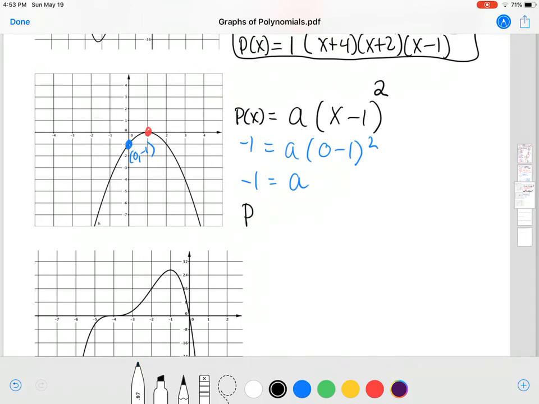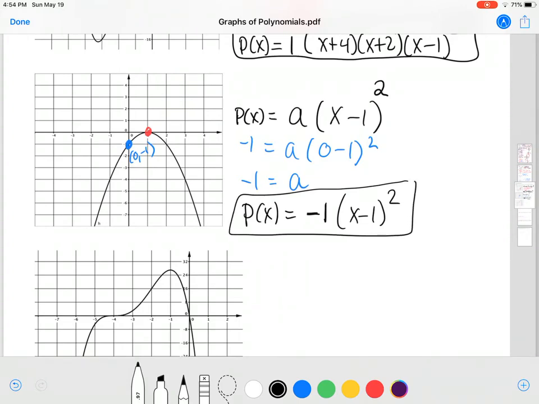So my final answer is going to be p of x is equal to my leading coefficient, which we found was -1, times x minus 1 squared. And this makes sense. You can always go back and make sure this makes sense too because of your end behavior. Since I have a leading coefficient that's negative and I have a degree that's 2, my arrows or my end behavior should be in the second and the fourth quadrant. This is a quadratic that has a frown shape. It's facing down.